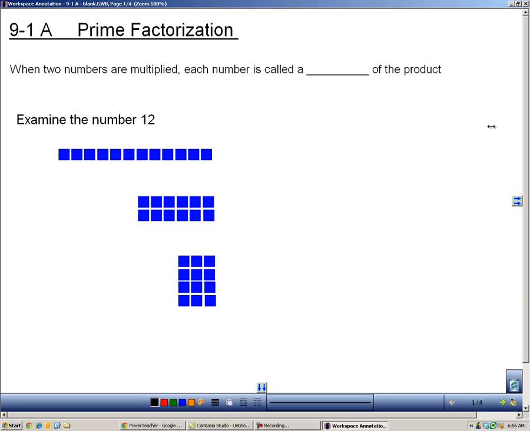Section 9.1a is about prime factorization. We'll start with this sentence. When two numbers are multiplied, each number is called a factor of the product. Factors are two numbers that are multiplied to get some other number.